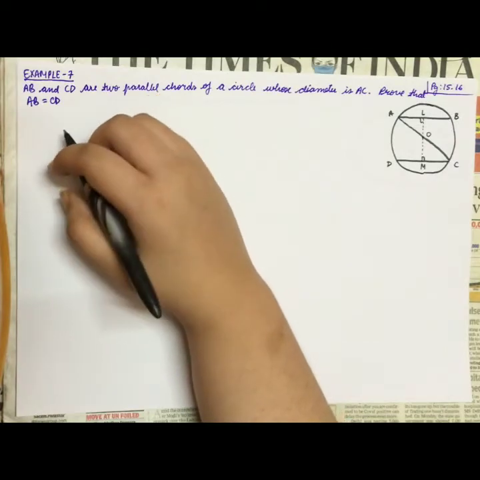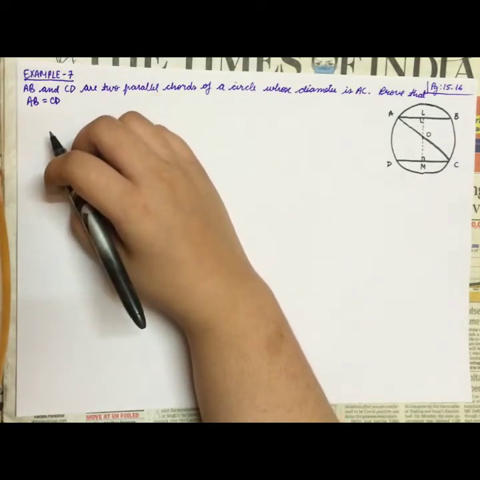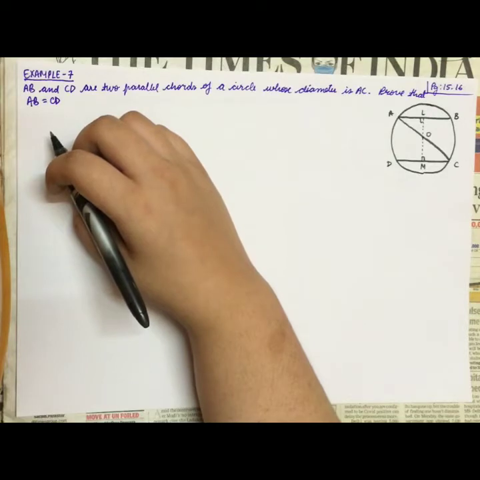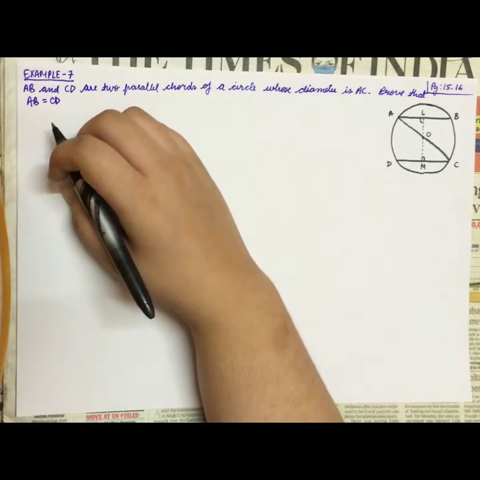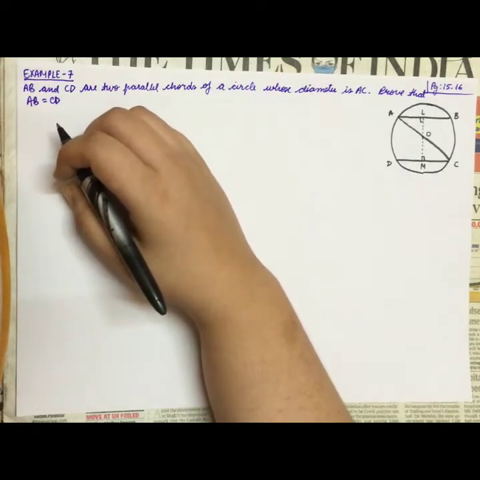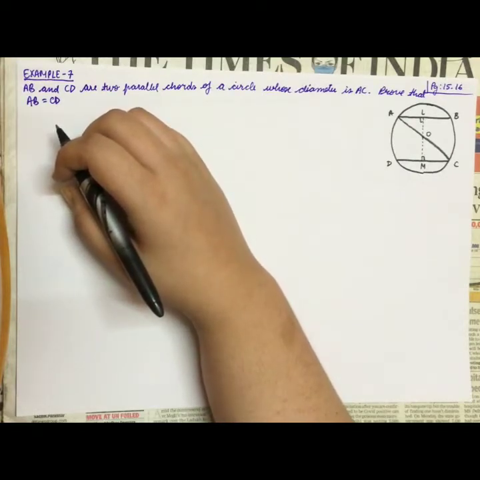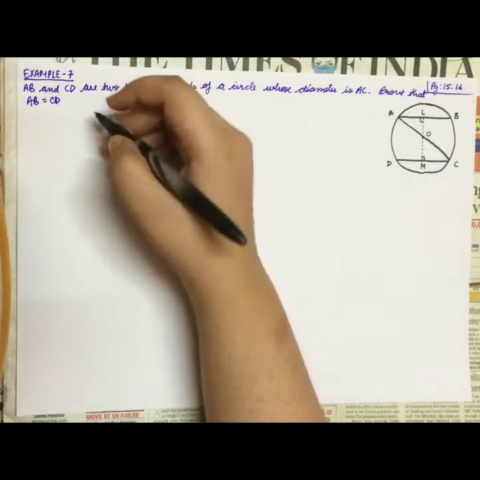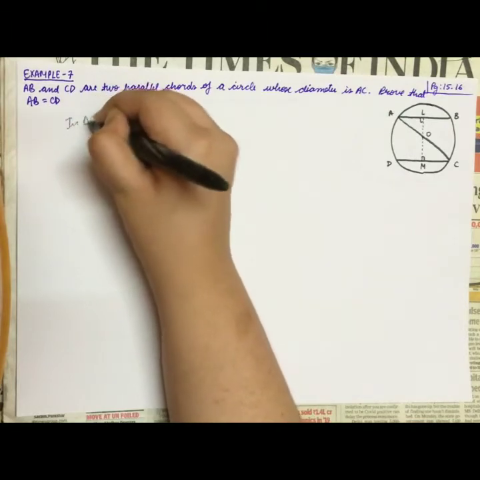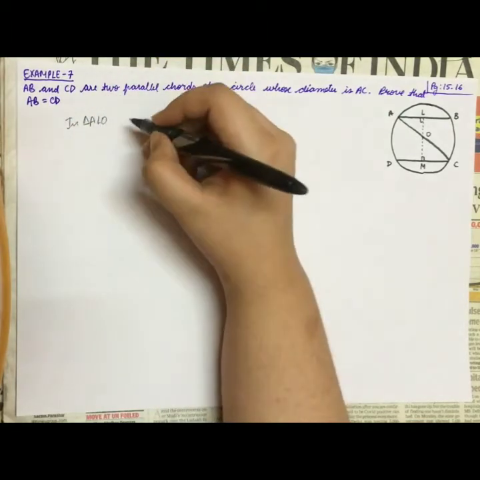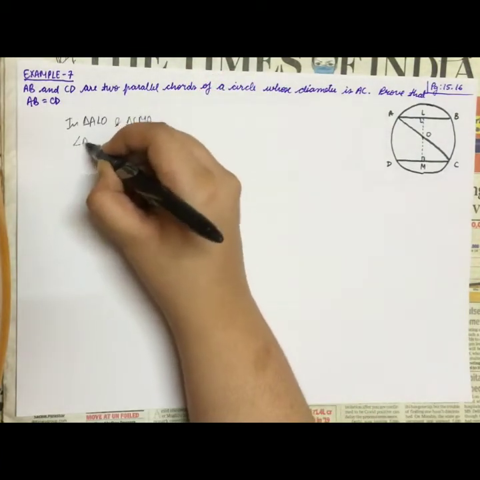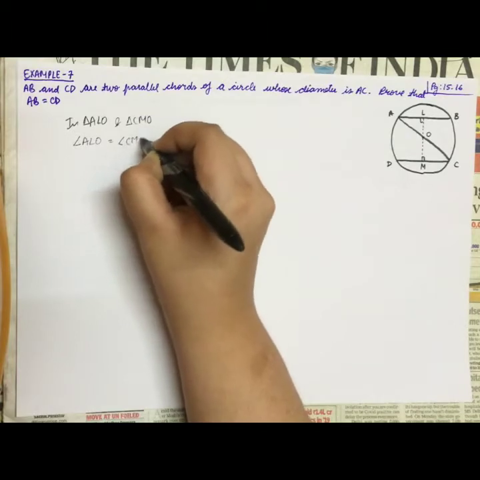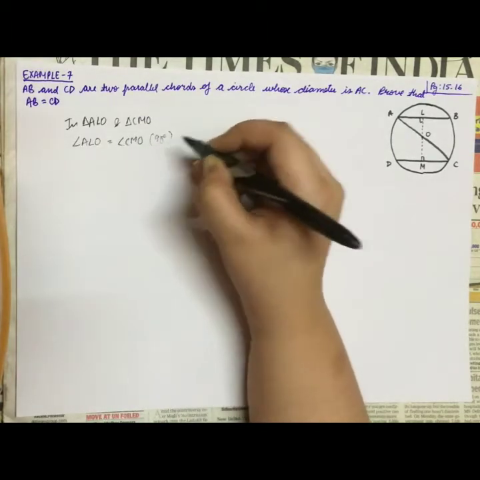Example number 7. AB and CD are two parallel chords of a circle whose diameter is AC. Prove that AB is equal to CD. So we will first draw OL, which will be perpendicular to AB, and OM perpendicular to DC. So now in triangle ALO and triangle CMO, angle ALO is equal to angle CMO, as they both are 90 degree by construction.